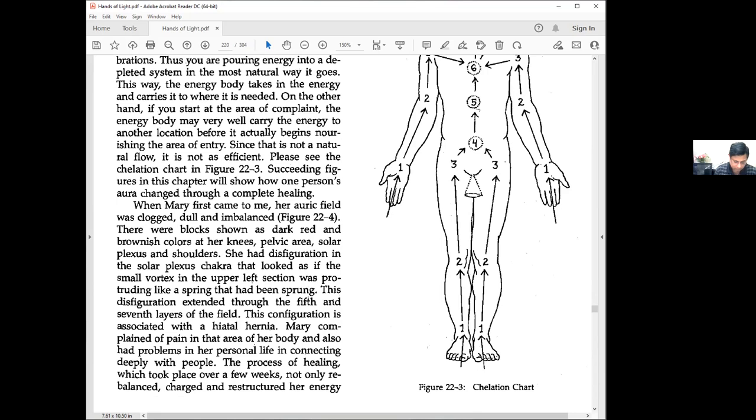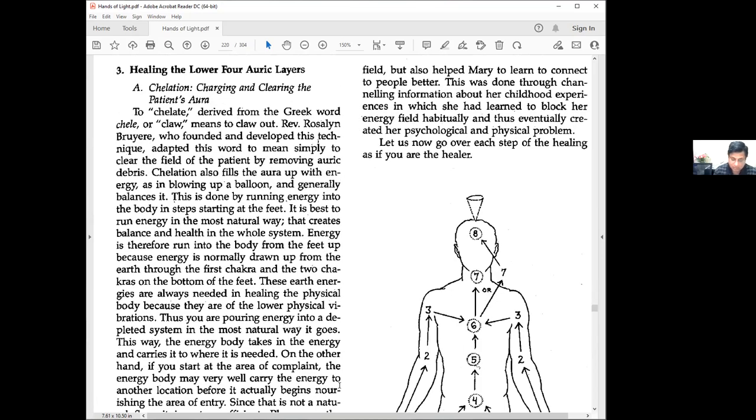Mary complained of pain in that area of her body and also had problems in her personal life in connecting deeply with people. The process of healing, which took place over a few weeks, not only rebalanced, charged, and restructured her energy field, but also helped Mary to learn to connect to people better. This was done through channeling information about her childhood experiences in which she had learned to block her energy field habitually and thus eventually created her psychological and physical problems. Let us now go over each step of the healing as if you are the healer.